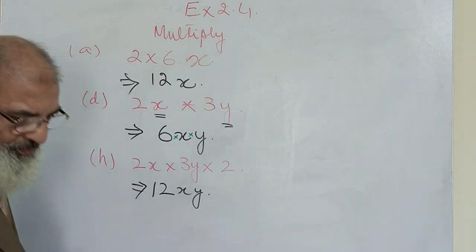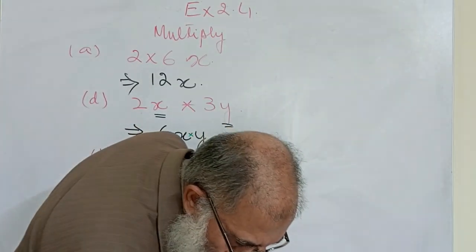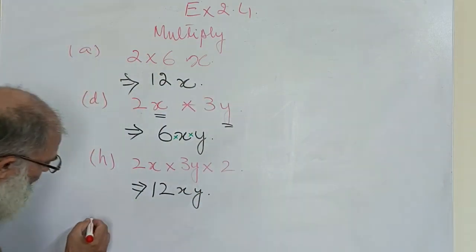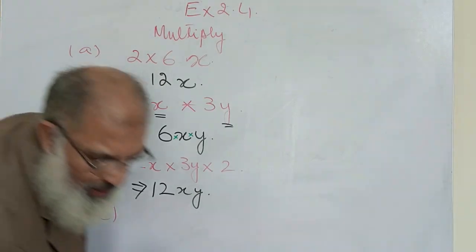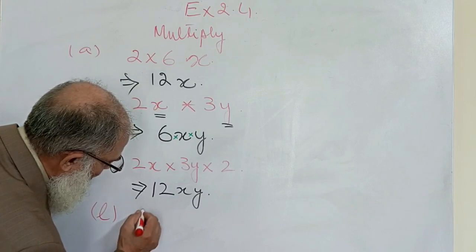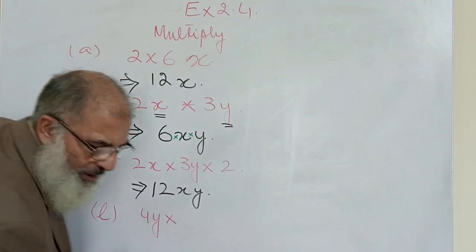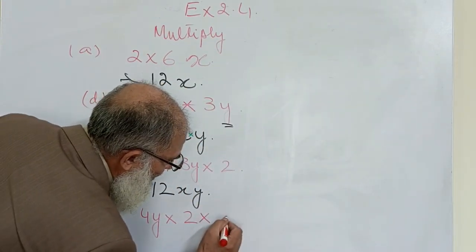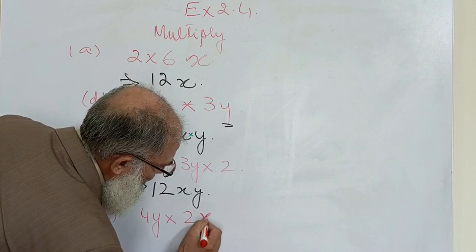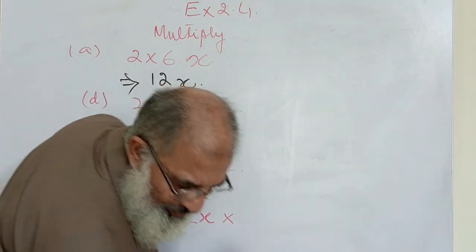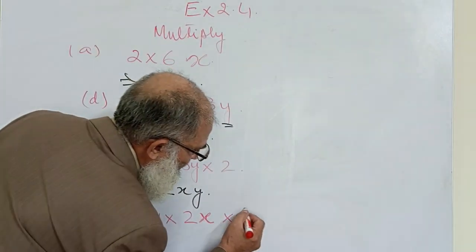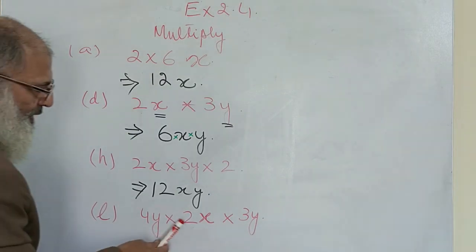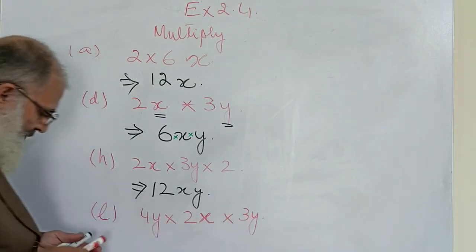Part M, K, L part. Let me do part L first. L part is 4y multiplied by 2x multiplied by 3y. 4y multiplied by 2x multiplied by 3y.